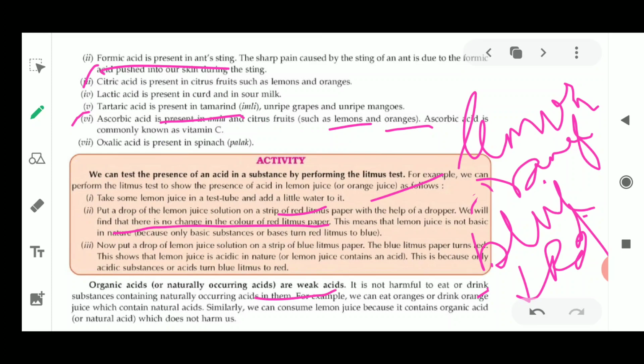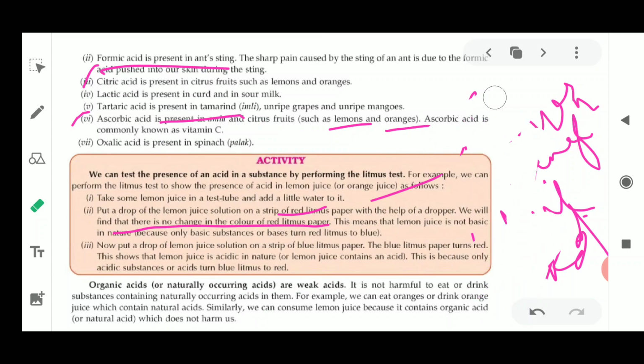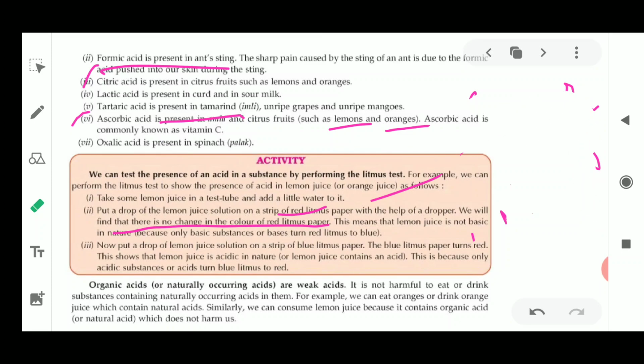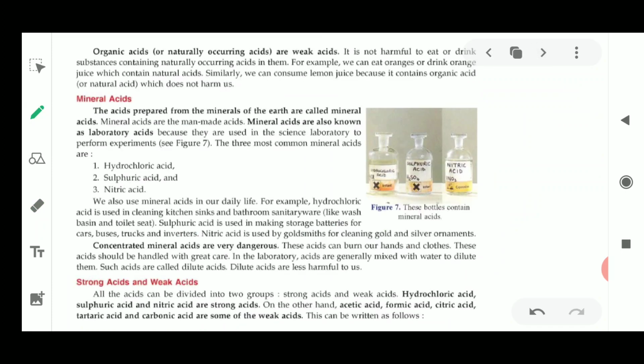But if your skin is going to be burned, that will be a very strong acid, and those are the mineral acids. They are very dangerous to handle. But citric acid and the natural acids are not very dangerous to handle, so they are weak acids. They are not harmful in eating or drinking substances which contain naturally occurring acid. For example, we eat oranges or drink orange juice that contains natural acid. Similarly, if we consume lemon juice, because it contains an organic acid, it does not harm us. Okay, please remember, organic acids are not going to harm us.